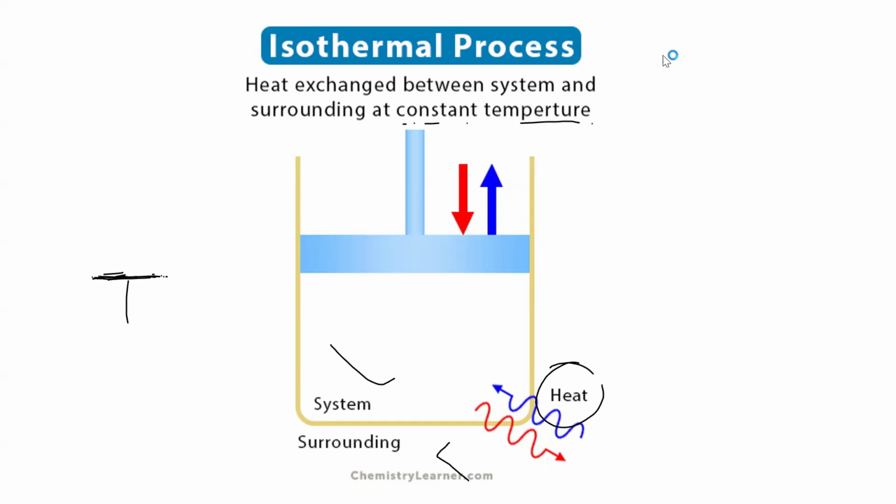And moreover, the process is very, very slow. At each and every step, the exchange is very slow, and the system may even attain a thermal equilibrium at each and every step. So that is an isothermal process. So an isothermal process is a system where the temperature is constant and there is an exchange of heat between the system and the surrounding.